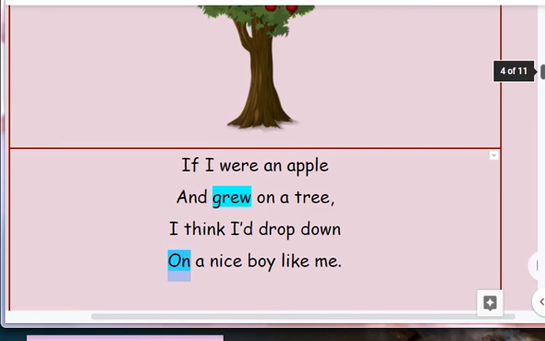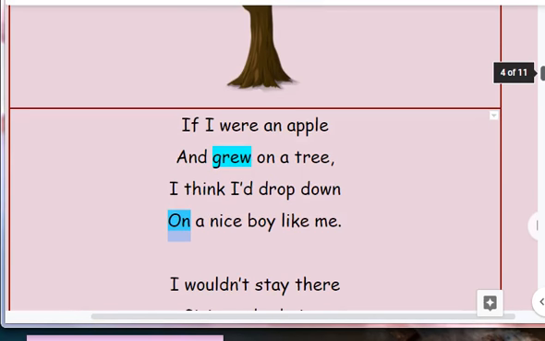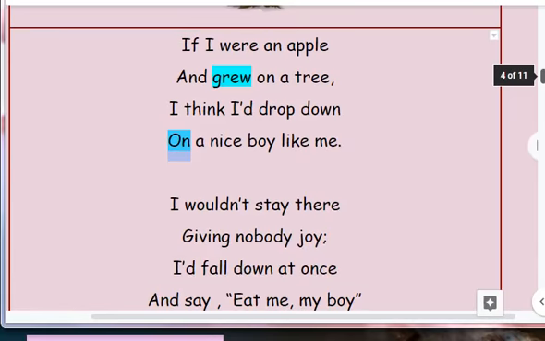The boy tries to imagine himself being an apple. Yeah, like this one. If I were an apple. Yes.